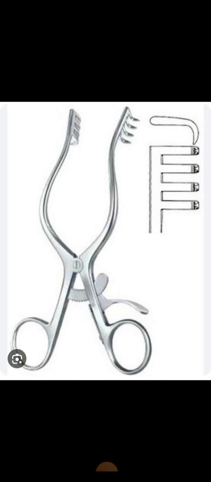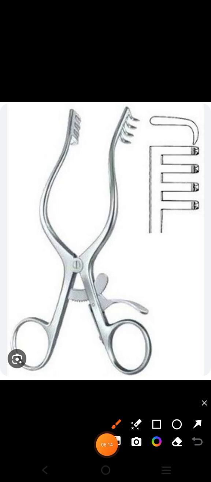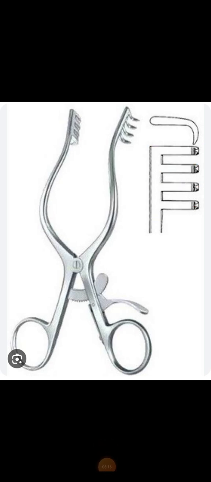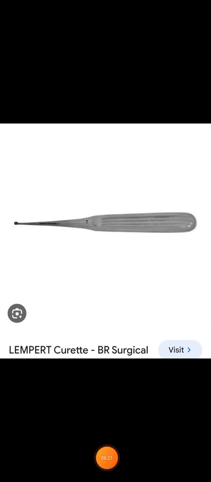Okay, this is again Mollison mastoid retractor. Here you can see its four teeth. Okay, so the next instrument here is Lempert's curette.